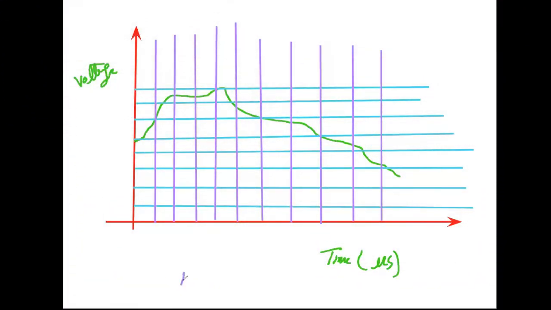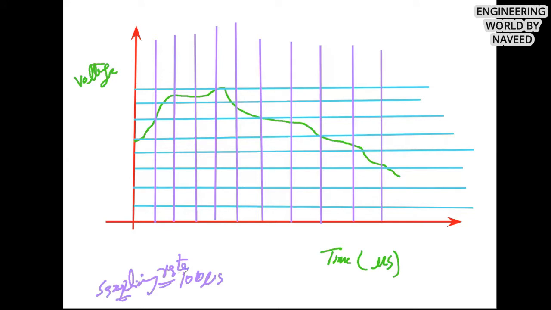Yeah, the sampling rate is 100 microseconds. This is the sampling rate, and in the question it will be given to you. Sampling rate means that after every 100 microseconds, I will take a sample. So let's say this is 0.